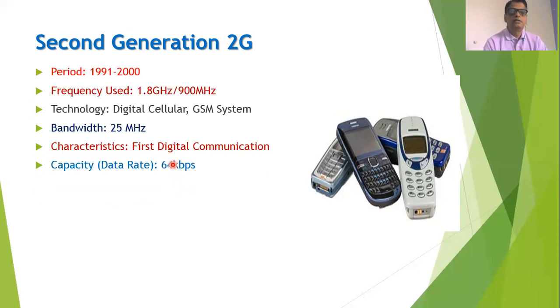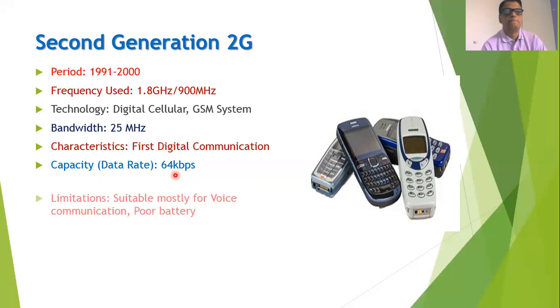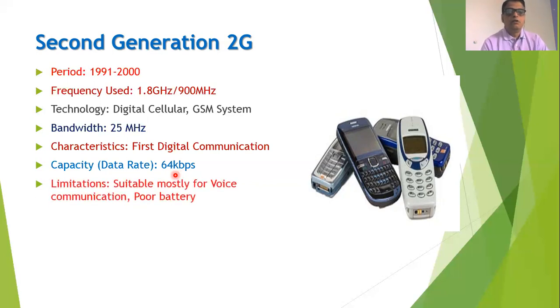The speed of the network was enhanced about 30 times. The speed of the 2G mobile phone was higher than that of 1G phones, and the speed achieved in 2G systems was about 64 kilobits per second. Even though the speed was enhanced, people mostly preferred to use this technology only for voice communication.